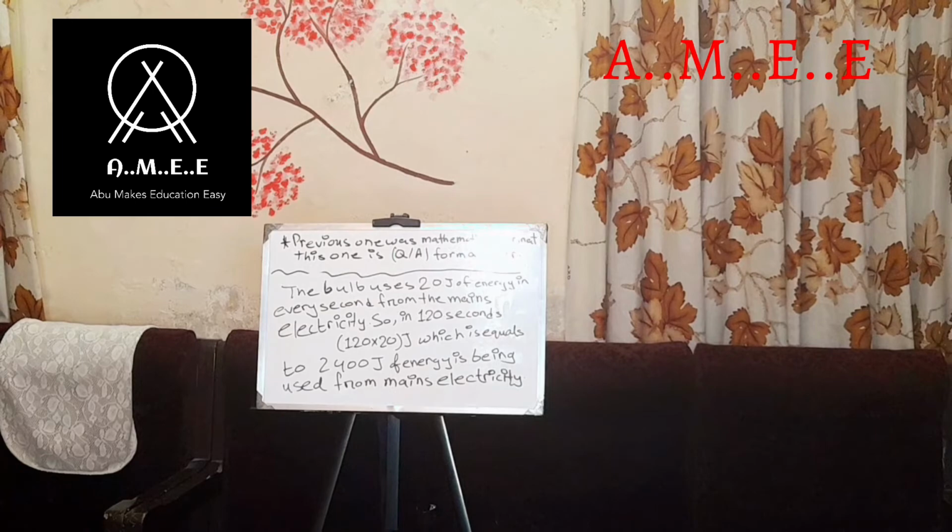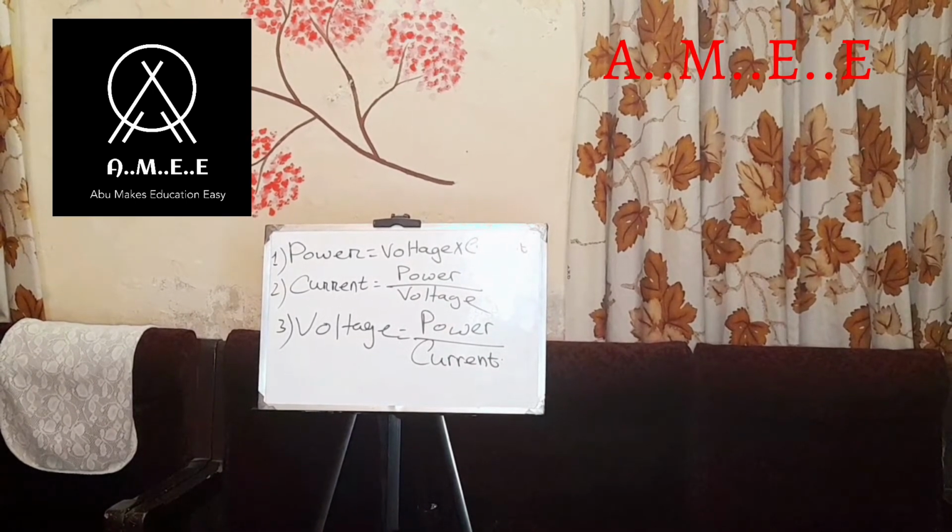Let us write the formula. This is the formula by which the power, voltage or current of any electrical appliance is calculated. Power equals voltage into current. The second formula is current equals power by voltage. The third formula is voltage equals power by current. If you remember the first one, you can use the second and the third formula automatically, as these are just simple algebra.